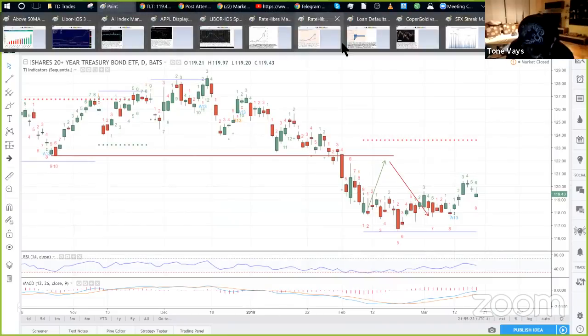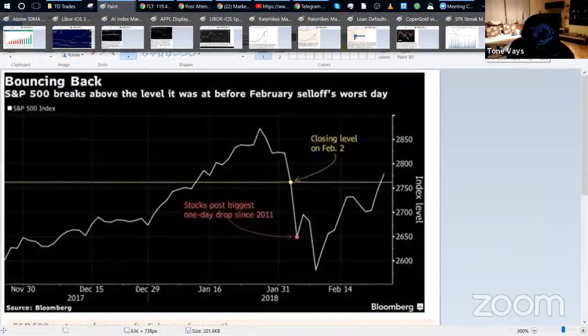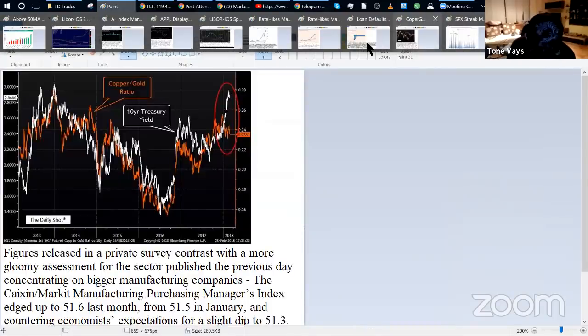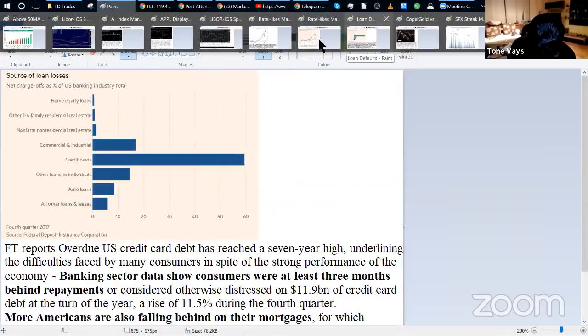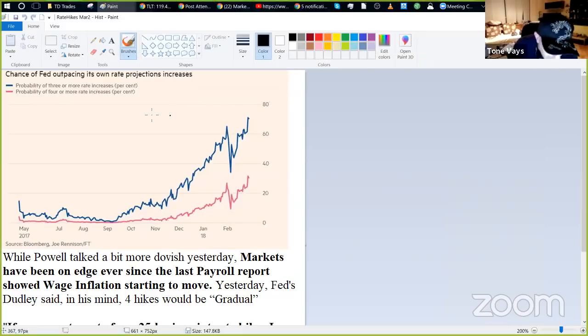I'm almost done with bonds, by the way. Nope, that's stocks. That's stocks. Gold. Yeah, we'll get to that later. Fed, more Fed. Chances the Fed outpacing its own rate projections. Wow.